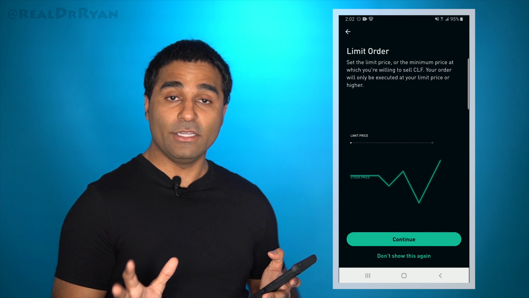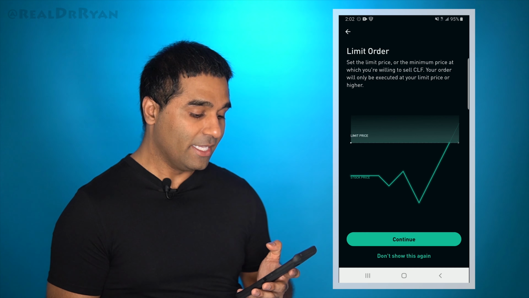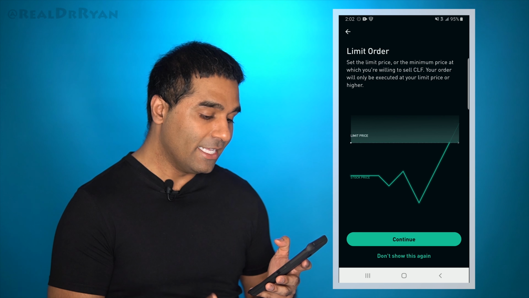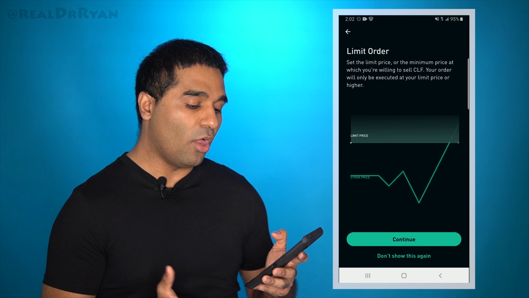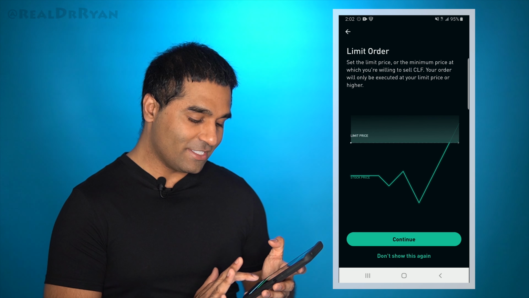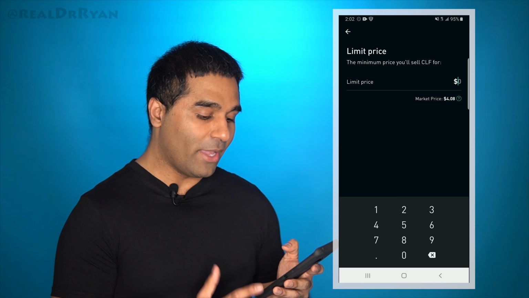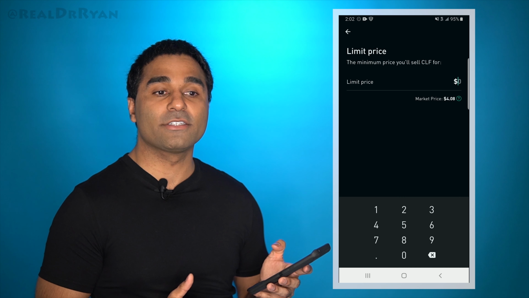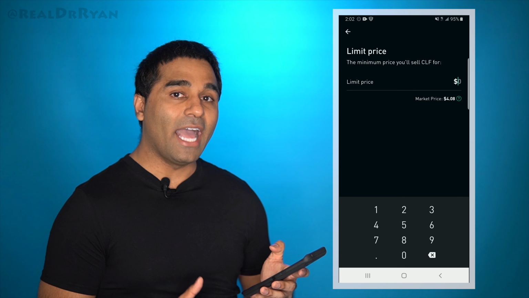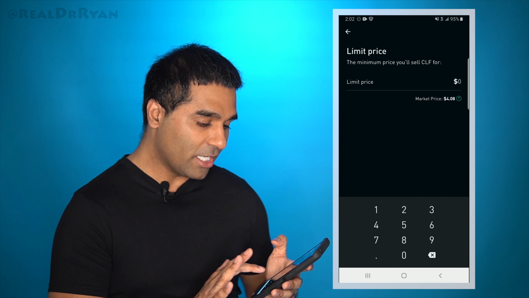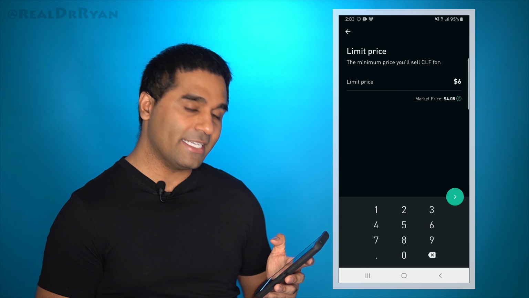Now, this is a little different, but kind of the same concept. It says set the limit price or the minimum price that you're willing to sell CLF. Your order will only be executed at your limit price or higher. So we'll go ahead and hit continue, and we have to enter a limit price. Now, it says here that the market price is $4.08. Now, I wanna sell it for at least $6. So I'm gonna go ahead and set a limit price of $6.